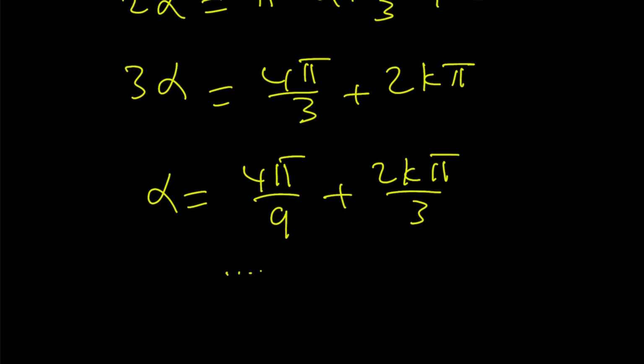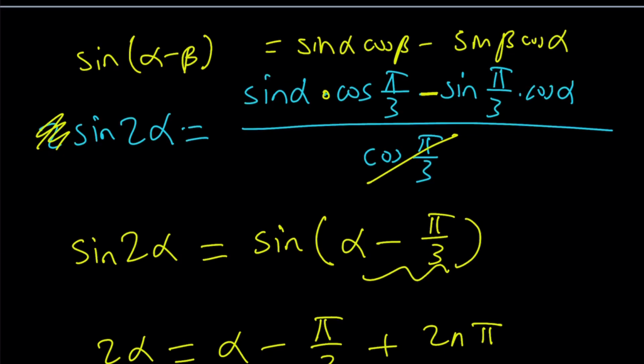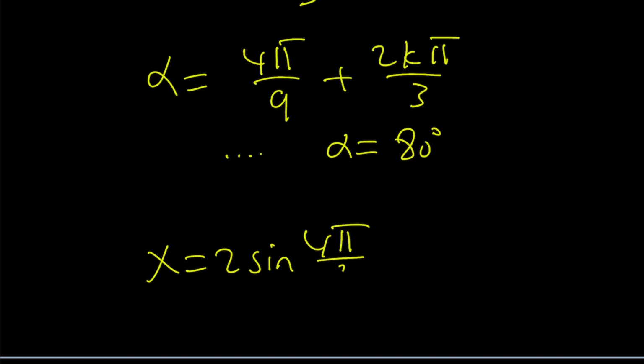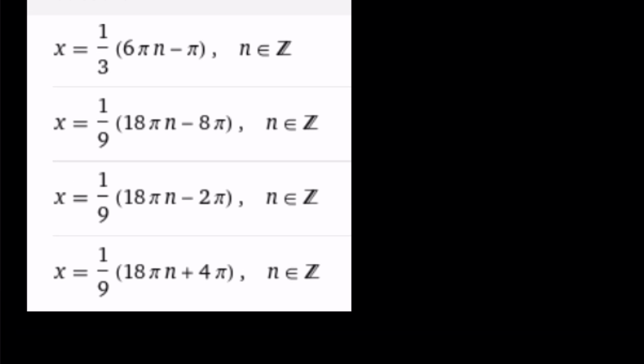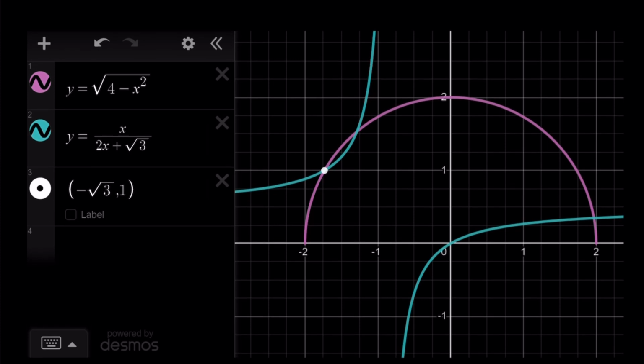So this is going to give us quite an interesting solution. One of the solutions obviously is going to be 80 degrees, but this is just alpha, and what we're looking for is x. X is equal to 2 sine alpha, so in this case x is going to be 2 times sine 4 pi over 9. Makes sense? That's just one of the solutions. Let's look at the solutions from Wolfram Alpha. It's expressed like these. And the graph of these two functions, a semicircle and a rational function, intersecting at 3 different points. And this brings us to the end of this video.